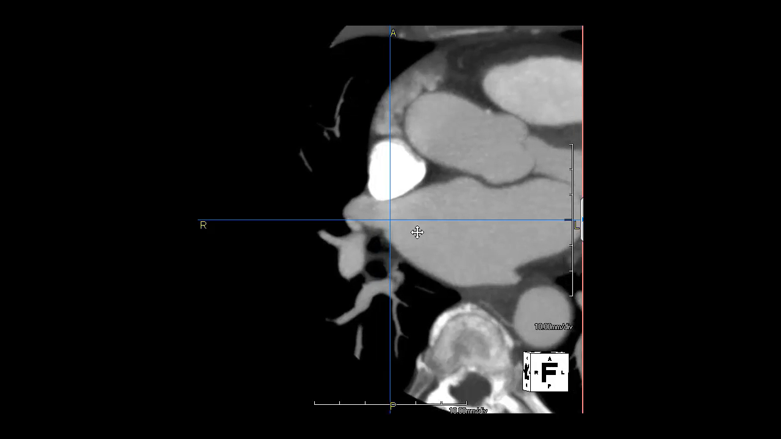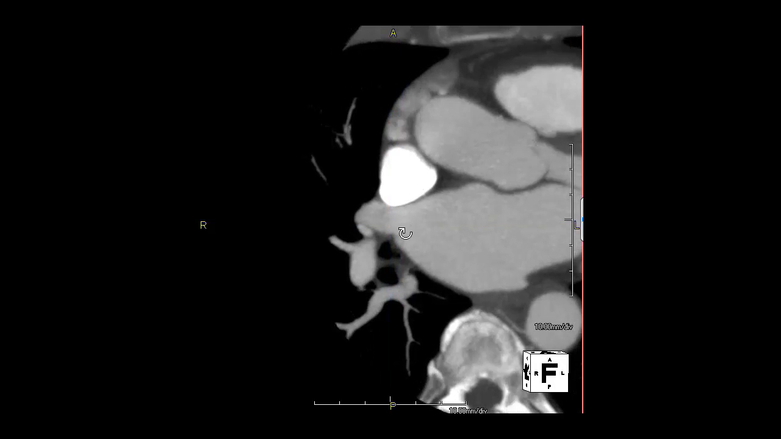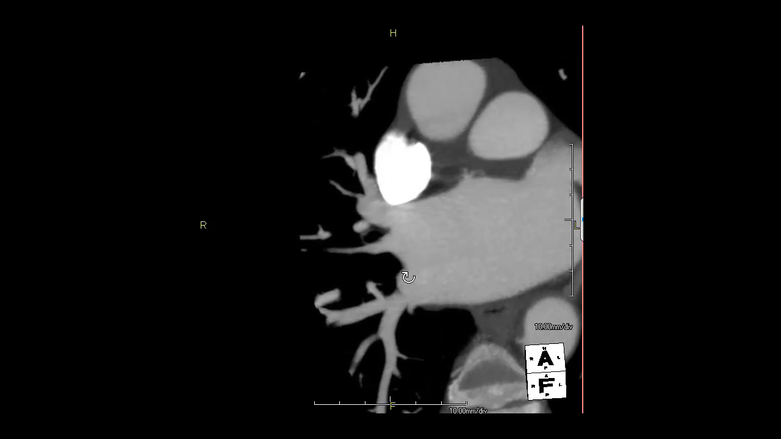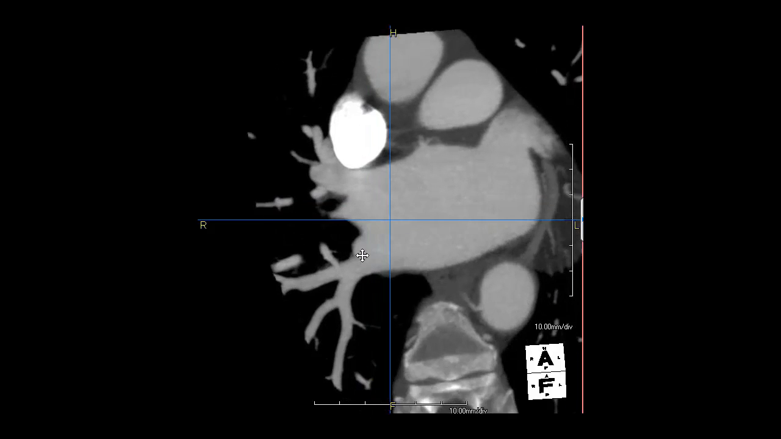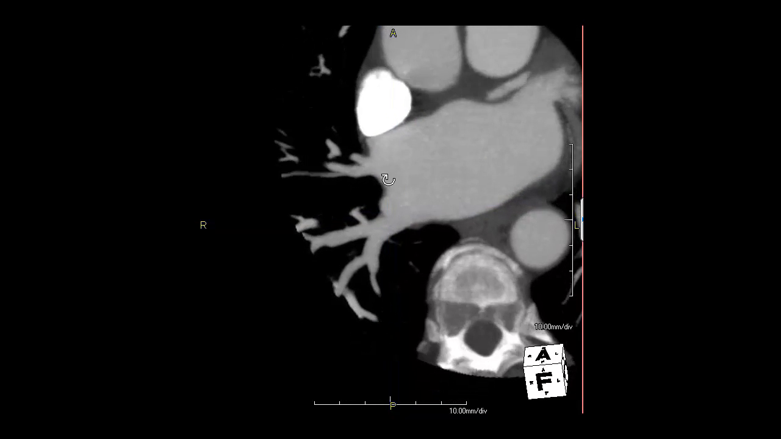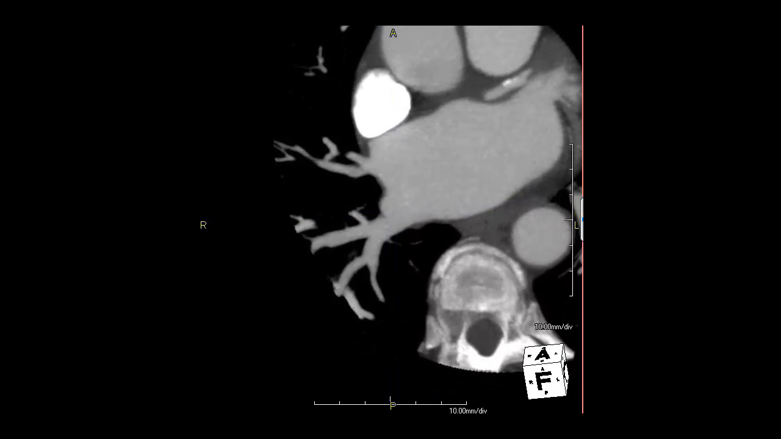This is the right superior anterior pulmonary vein. And as we put this in a more orthogonal view, you can see that there are actually three pulmonary veins: a right anterior superior pulmonary vein, a small right middle pulmonary vein, and then a right posterior inferior pulmonary vein.